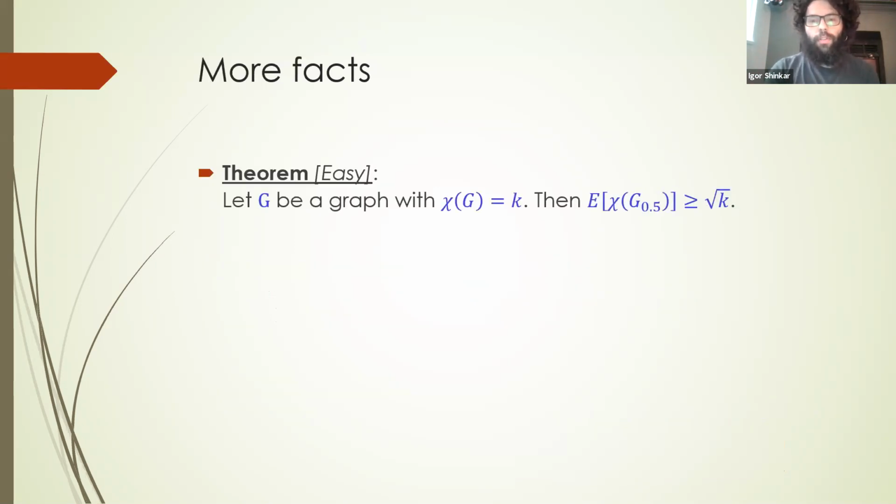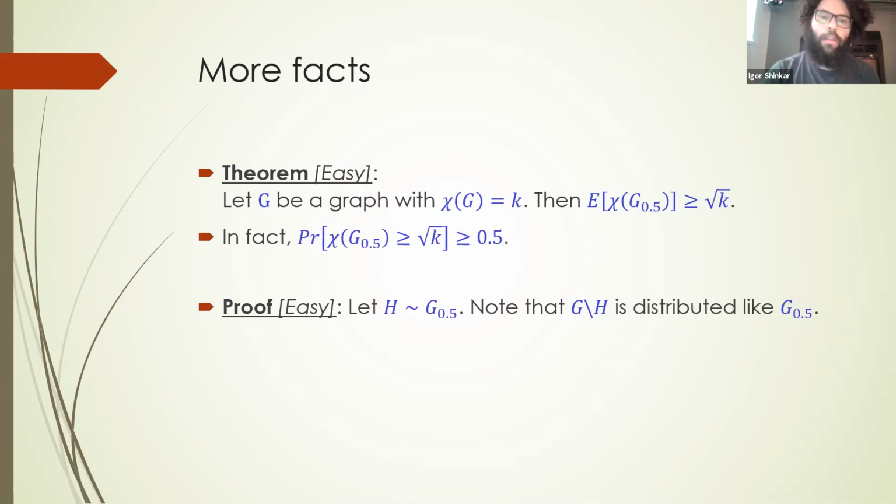All right. So for the next 10 minutes, or less than 10 minutes, I will show you some proofs. Let's start with an easy proof. First of all, the expectation is at least square root K. Square root K is easy. In fact, it's square root K with probability at least 1/2.